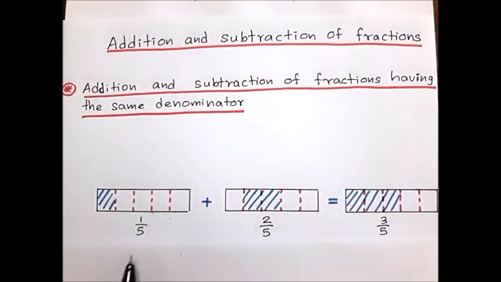When you are adding two fractions, you have to write this denominator. But you have to add the numerators. 1 plus 2, it is 3. But don't add denominators. You have to write this denominator in the answer also. Add only numerators.